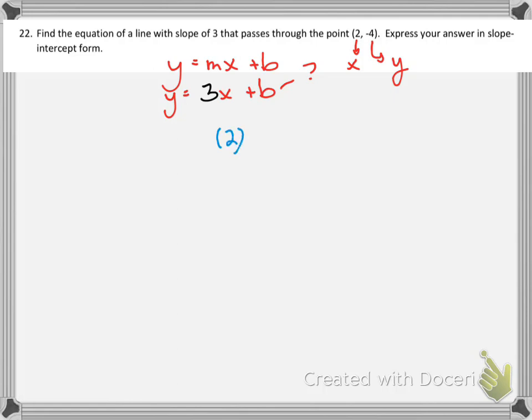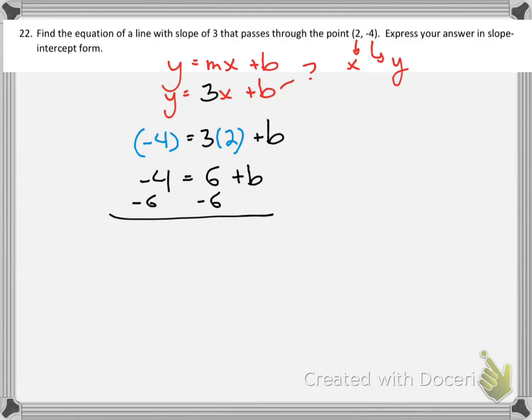So x is 2, y is negative 4, and I'm going to fill in the equation around them. So negative 4 equals, well, 3 times 2 is 6 plus something. Let's keep solving. I'm going to subtract 6 from both sides. Negative 4 minus 6 is negative 10. Therefore, my y-intercept, my b, is negative 10.